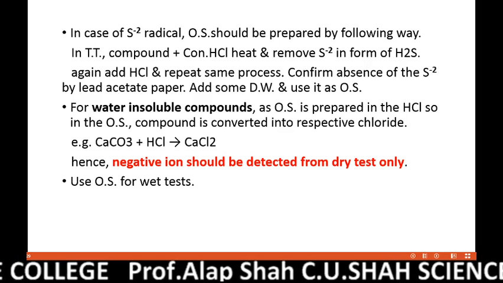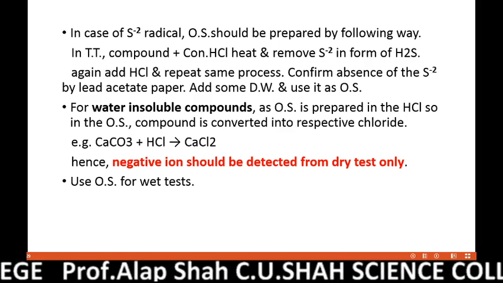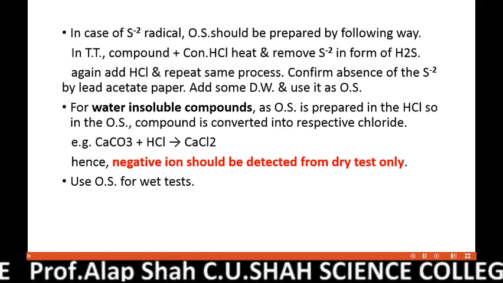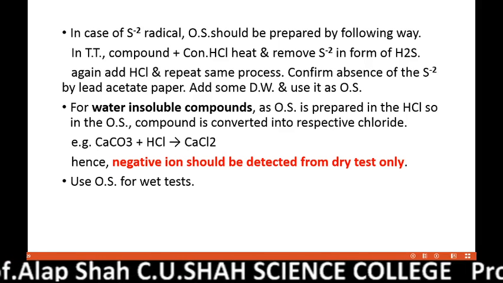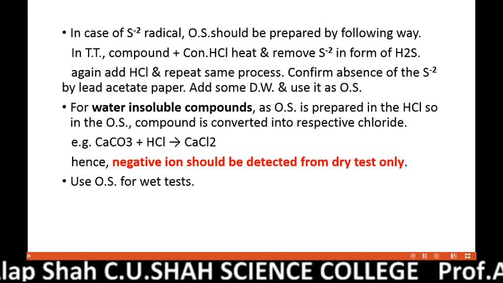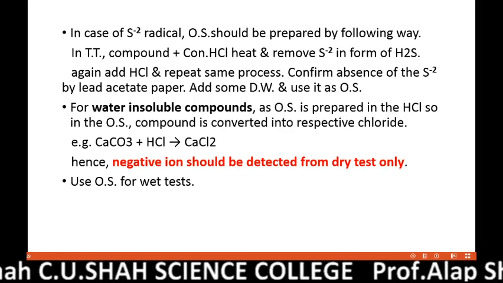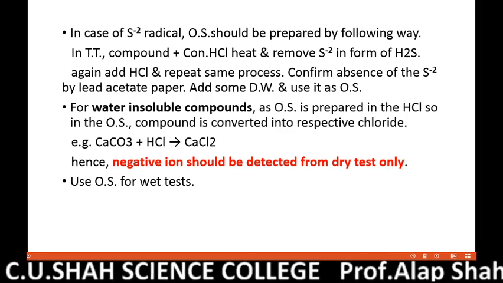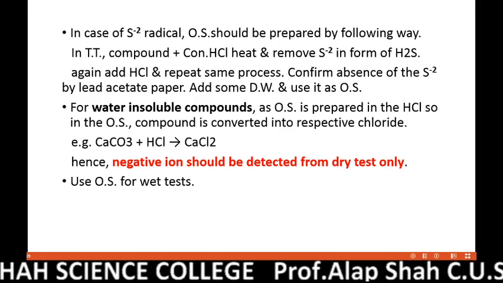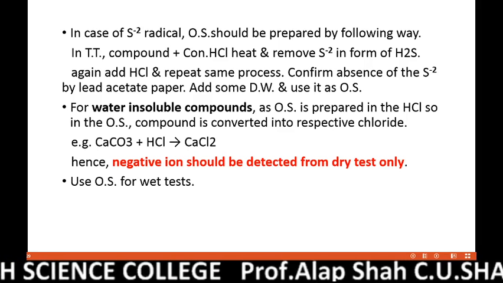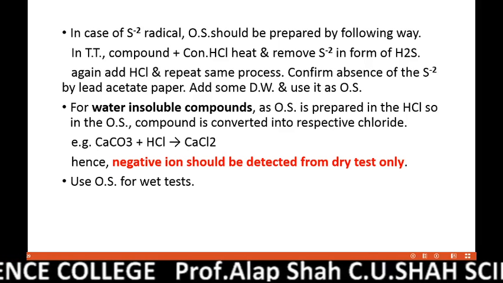Now again add HCl in the test tube and heat it again, so that the sulfide is removed again. So we are repeating the process twice. Now keep the lead acetate paper over the mouth of the test tube. It shouldn't turn silvery shiny this time, which indicates the absence of the sulfide ion. We have discussed this in the dry test of negative in the case of sulfide. Now add distilled water and a slight amount of HCl, and use it as the original solution.